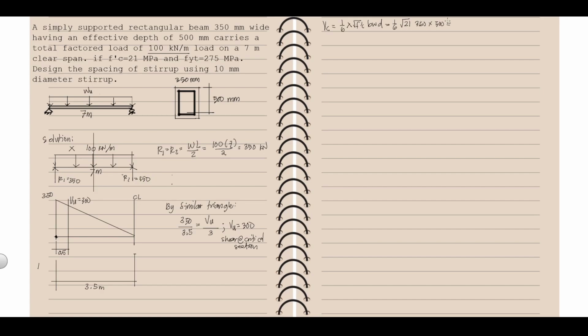So that is 1 over 6 times square root of 21 times 350 times 500. Okay, so divide this by 1,000, always, class, no? Para maging kilonewton agad. So we have 133.66 kilonewton for our VC.